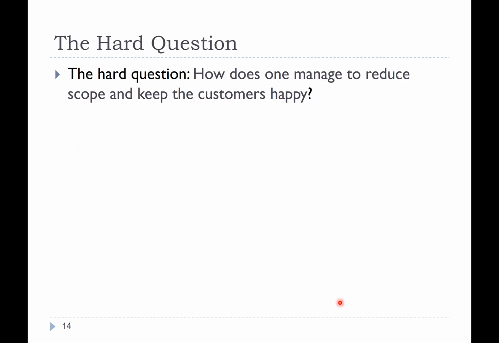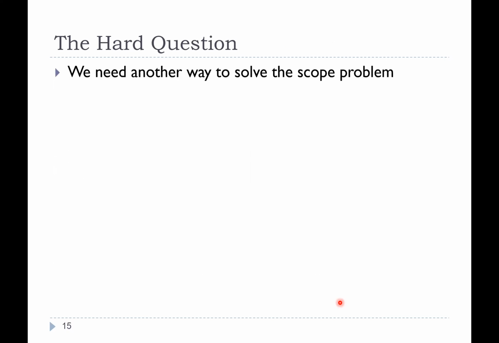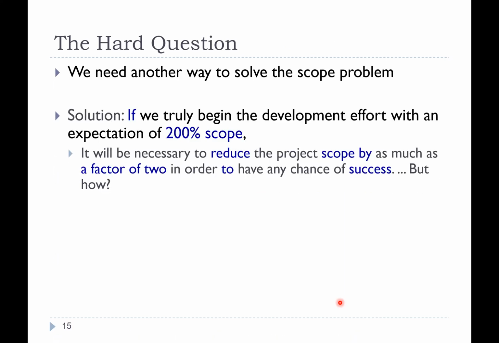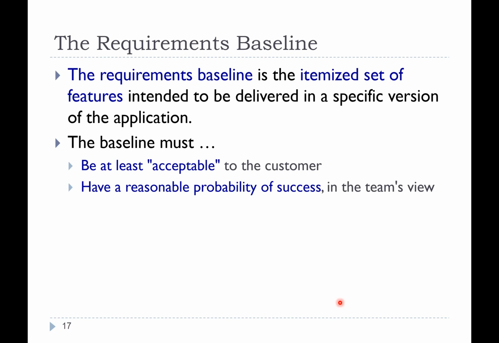All right, so the hard question is, how does one manage to reduce the scope while keeping my customers happy? Well, I've got to set priorities. This is what this yellow box is saying. I've got to set priorities. I'm going to list down all the features that I have in my mind: 1, 2, 3, 4, 5, 6, 7, 8. And then I'm going to draw a requirements baseline. That requirements baseline is not some arbitrary line that I'm going to create, but it's the list of the least acceptable product that I can create.